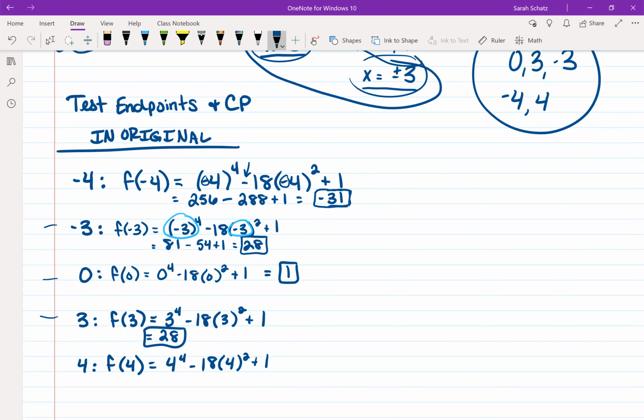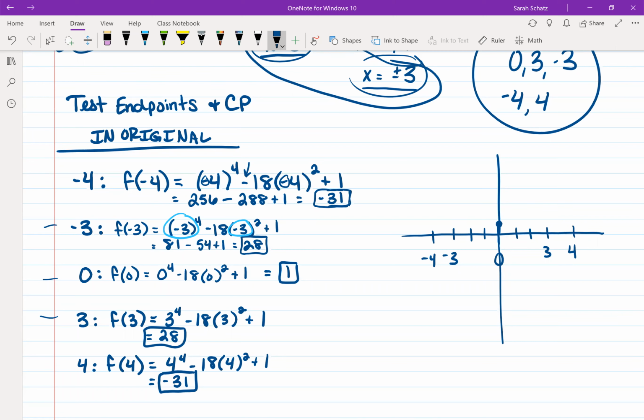So you guys, what I like to do, and this is not going to be to scale in any kind of way, I just kind of like to put these points where they might be on the graph. So at 0, for example, we're at 1. So let's put that there. At negative and +3, we're at 28. So let's just pick a point and say, oh, well, that's 28. At negative and +4, we're down here at -31.